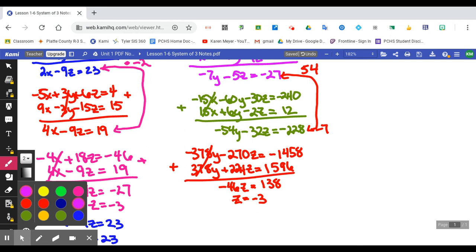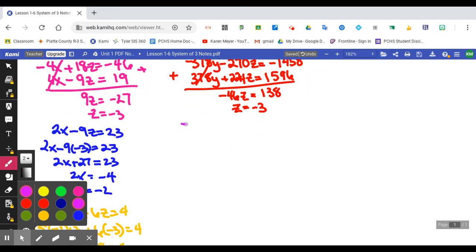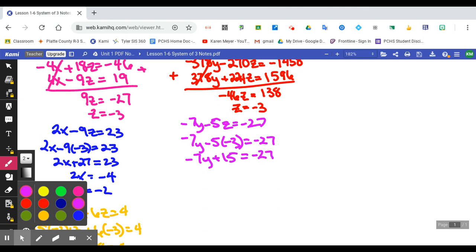To find our second answer, remember, go back and pick one of the equations that had just two variables. And I am going to choose -7y minus 5z equals -27. So now I'm going to plug in -3 for z. And then I get -7y plus 15 equals -27. So -7y equals -42. And I get my second of three answers, which is y equals 6.